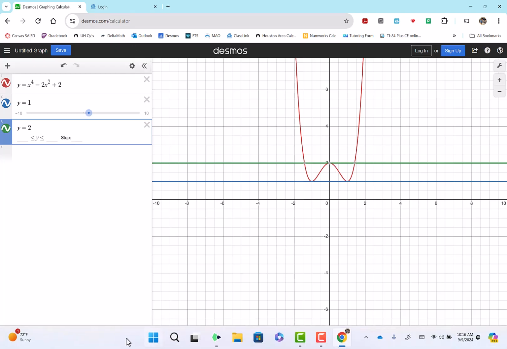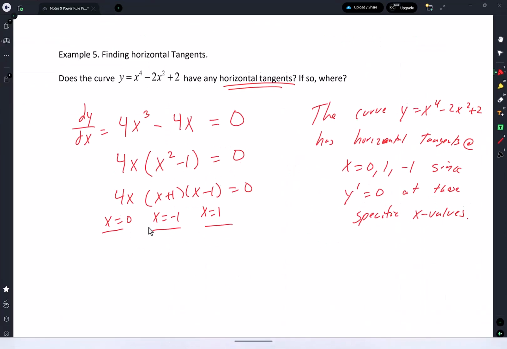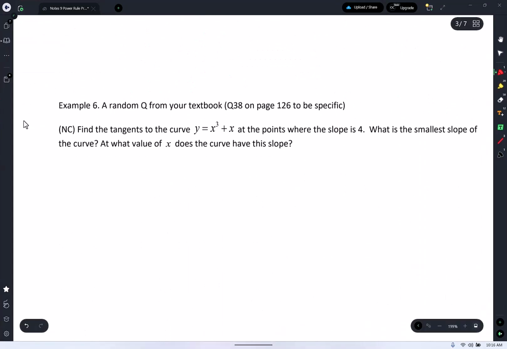All right, let's continue. We don't have much left. Find a tangent to the curve y equals x cubed plus x at the points where the slope is 4. What is the smallest slope of the curve, and at what value of x does the curve have this slope? Now, you might not think of it. You might just look at this and wonder why we are doing these types of questions. Later on, when you become an engineer or a doctor or a pharmacist, you're going to want to know the thresholds, like the minimum amount of medicine to take for it to be effective. And you'll see, we're going to be doing application problems later on.